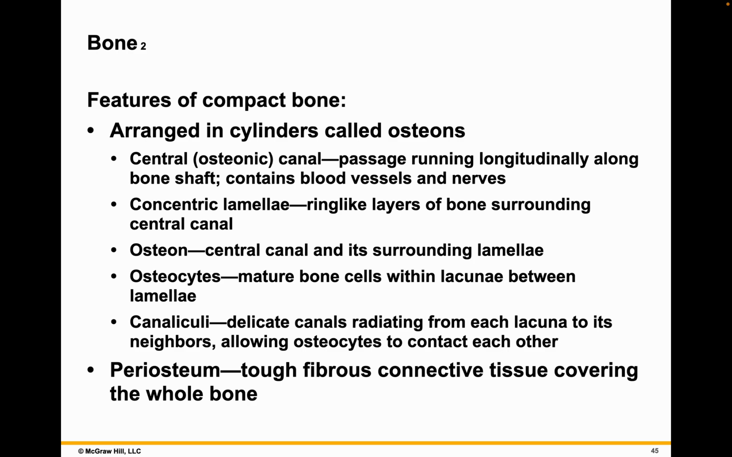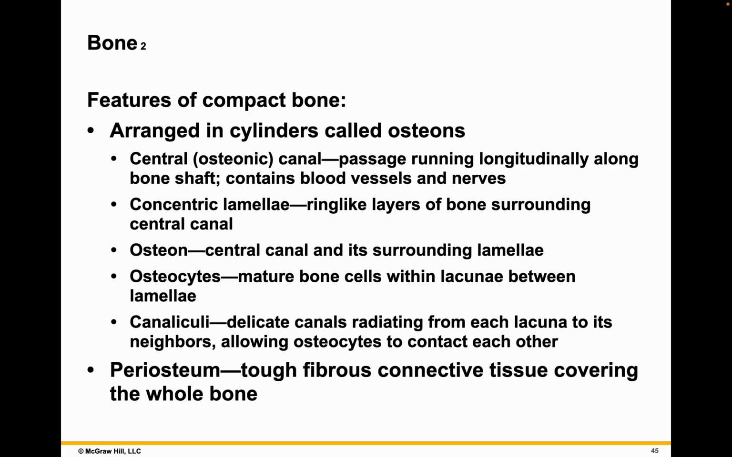Compact bone is arranged in cylinders called osteons. There's a central canal, a passage that runs longitudinally along the bone shaft and contains blood vessels and nerves. It's made up of concentric layers, or concentric lamellae, surrounding the central canal. An osteon is a central canal and its surrounding lamellae.